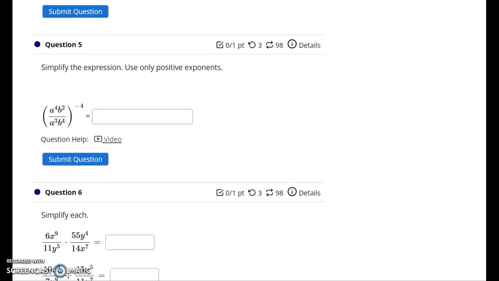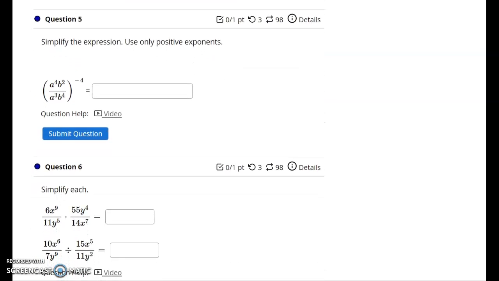Okay, let's look at 5. I know this is one people will have questions on. Whenever we have a fraction to a negative exponent, what we can do is flip the fraction. So the denominator goes to the numerator and the numerator goes to the denominator, and then that exponent becomes positive. So what's going to happen is a cubed, b to the 4th, was previously on the bottom. It'll now be on the top.